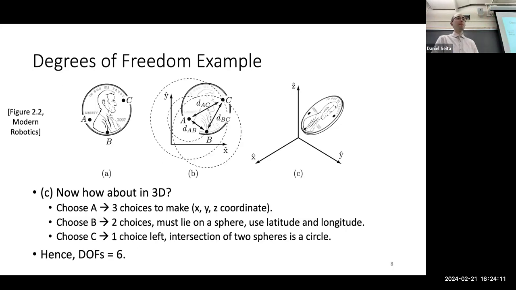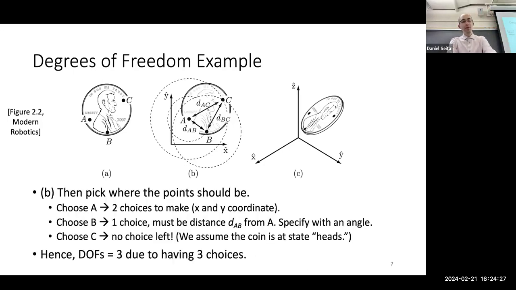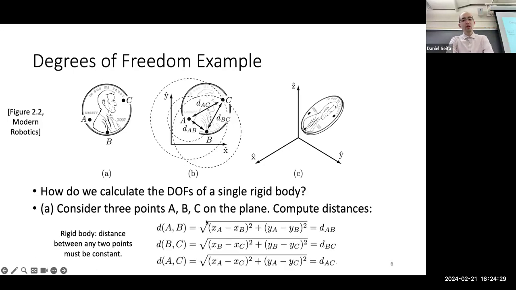DAB and DBC stay constant, right? Yeah, here they stay constant. What we did here was assume we had 3 points, and these are the constraints that must be true. And then we used that to derive the degrees of freedom.